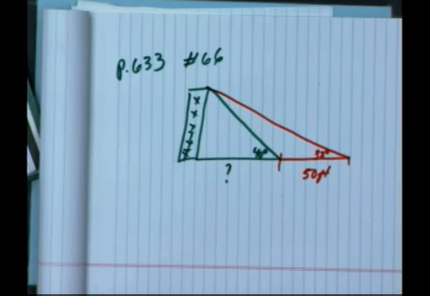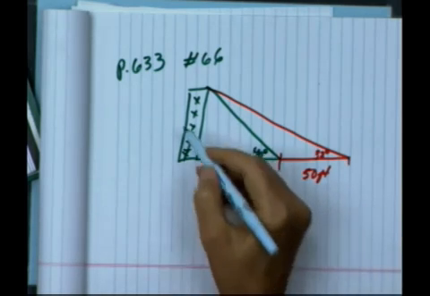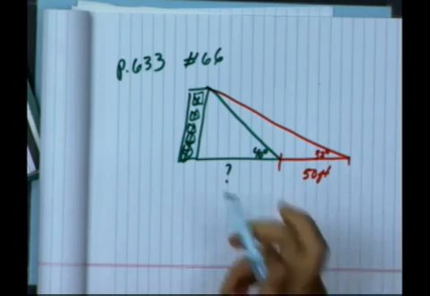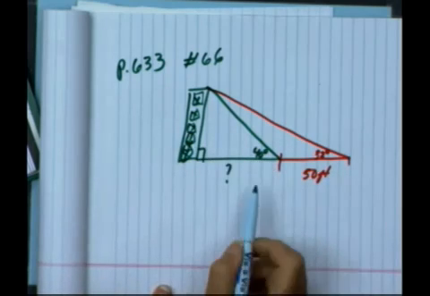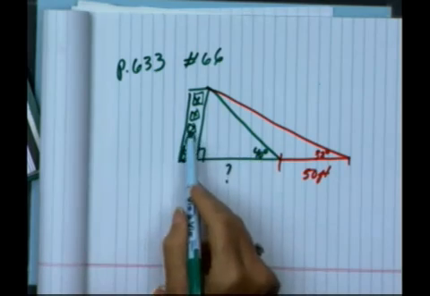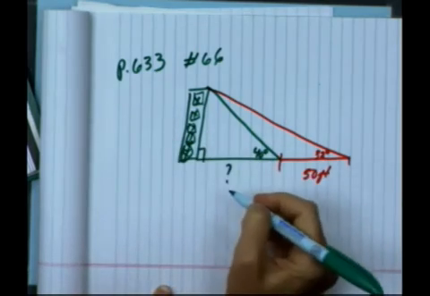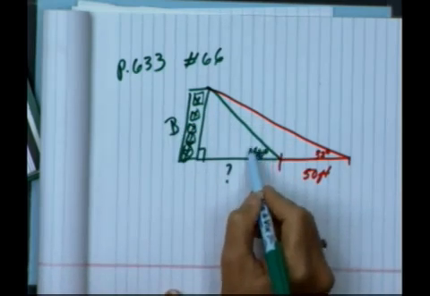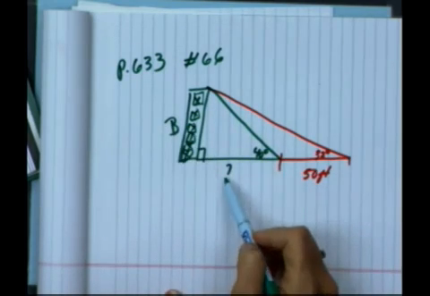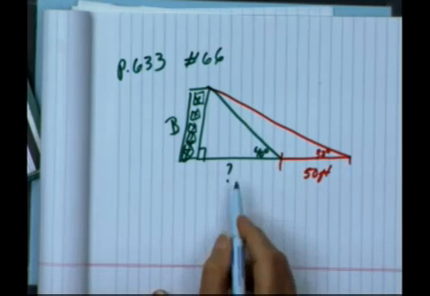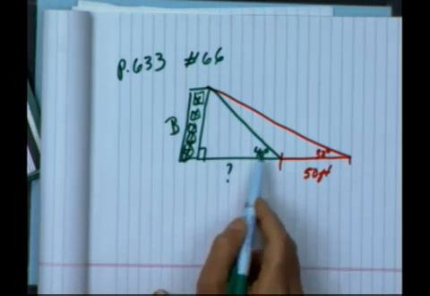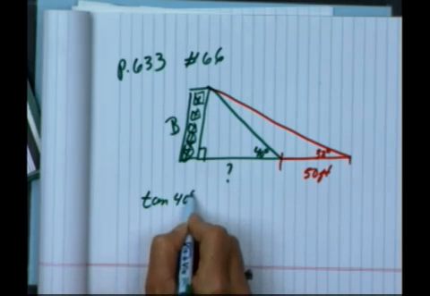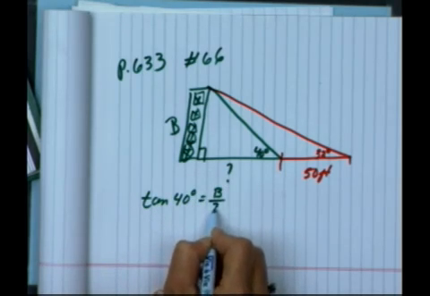All right, let's go with the green triangle. This is the building right here with the windows. From the first triangle, what would you have? What trig function? Because this is what we want to know. The building, let's call this B for the height of the building. You've got this angle, you're looking for the building, and then this is unknown. What trig function would you say? Opposite, adjacent. So you'd have the tangent of 40 degrees equals B over the question mark.